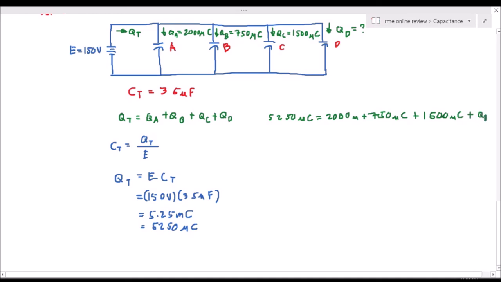So let us solve for QD. We will transpose these three to the left side of the equation. So all of these three will be subtracted from the total charge. So we will have 5,250 microcoulomb minus 2,000 microcoulomb minus 750 microcoulomb minus 1,500 microcoulomb is equal to Q sub D.